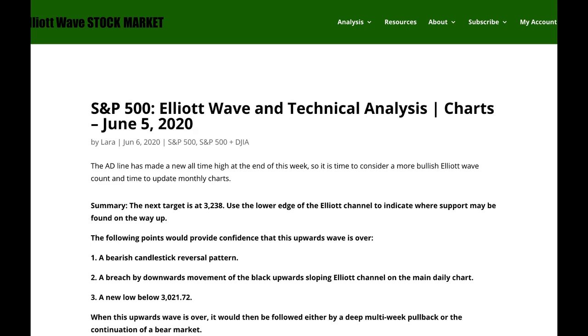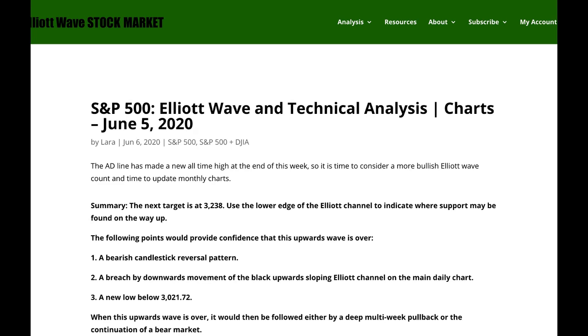Since March, I've been expecting that this upward movement is a counter-trend movement, a dead cat bounce, or a bear market rally within an ongoing bear market. However, at the end of this week, we now have some technical indication that that may not be correct. The AD line has made a new all-time high, and so now I will publish a bullish wave count, and I'll do it at the monthly chart level. My main wave count will still expect that an ongoing bear market may continue when this bounce is over.